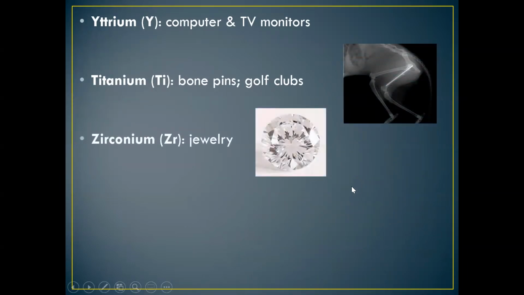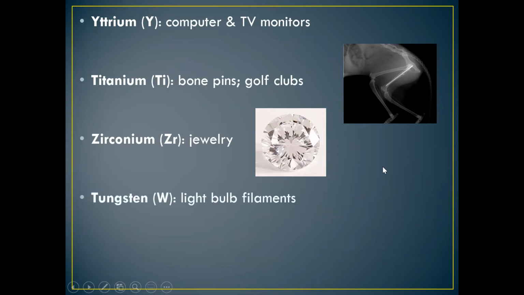Zirconium is found in fake jewelry. They call it cubic zirconia. It looks like a diamond, but it's not. It's much cheaper. Still pretty. And they can add colored dyes to this gem to make it mimic gemstones.